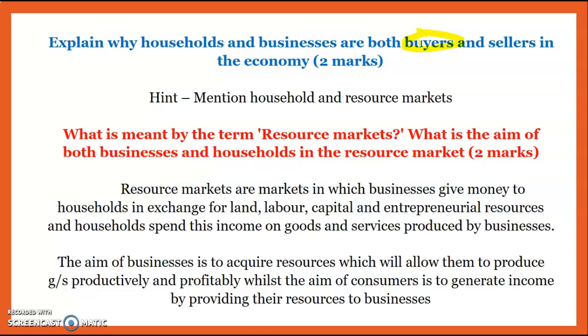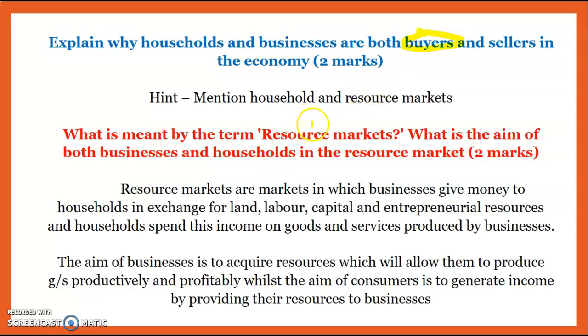Whereas in the product market, households are buyers and producers are sellers. So in the product market, that's the one we normally talk about, which is just buying and selling goods and services. Businesses sell and consumers buy. But in resource markets, it's the households that sell their resources, their land, labour and capital, and it's businesses that buy.